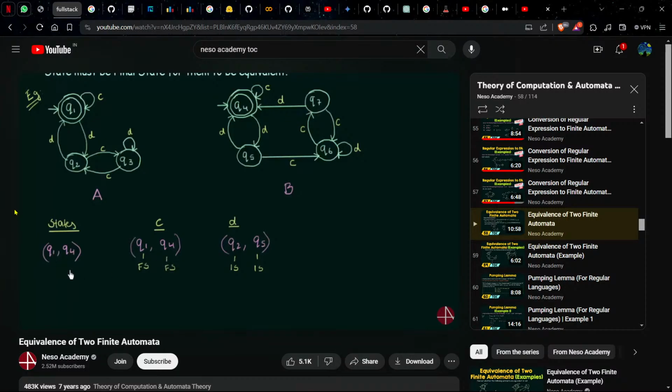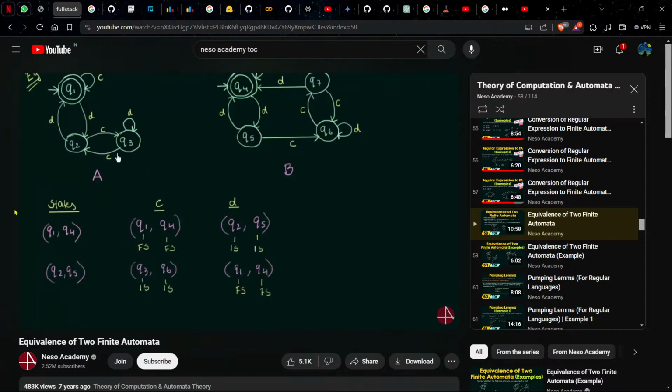We have to check all the pairs of states. Now let's check the pair Q2, Q5. Q2 on input C goes to Q3, and Q5 on input C goes to Q6. You can check it in the diagram. Q3 is an intermediate state, and Q6 is also an intermediate state. Let's do the same for input D. Q2 on input D goes to Q1, and Q5 on input D goes to Q4. Q1 and Q4 are both final states. So again we get pairs which are the same: either both intermediate or both final. So far they are equivalent.